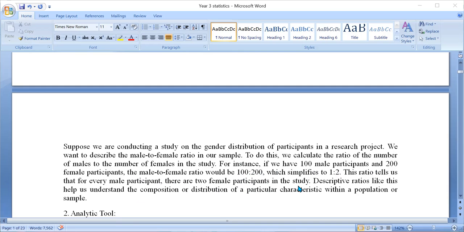So to simplify it further, we divide both by 100. 100 divided by itself is 1, and 200 divided by 100 is 2. So it now gives us 1:2. Therefore, the ratio of male to female who participated in the study is 1:2. Now, this ratio tells us that for every male participant, there are 2 female participants in the study. So descriptive ratios like this help us understand the composition or distribution of a particular characteristic within a population or sample.